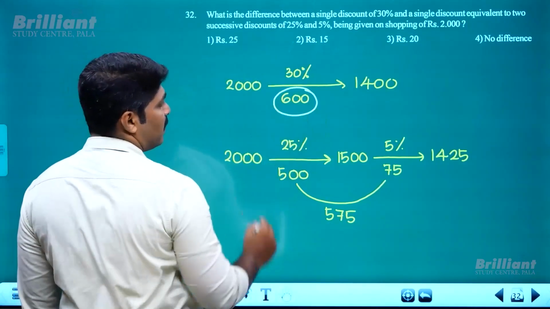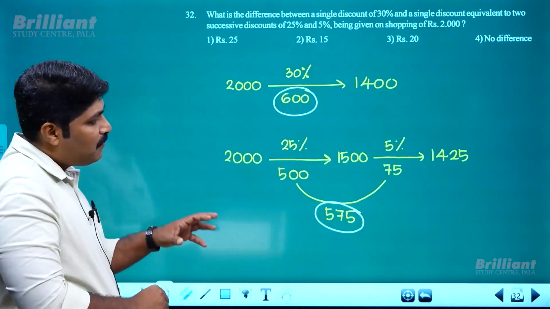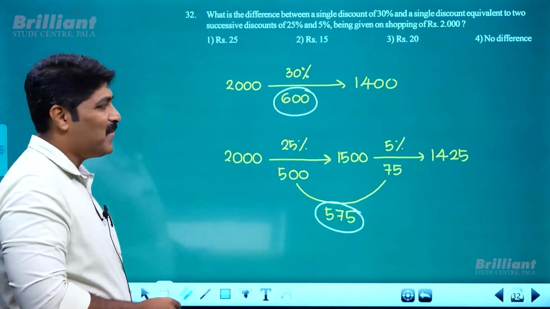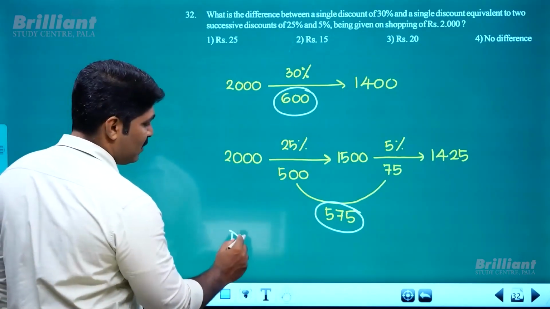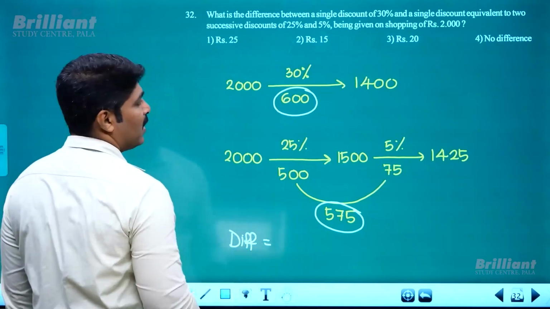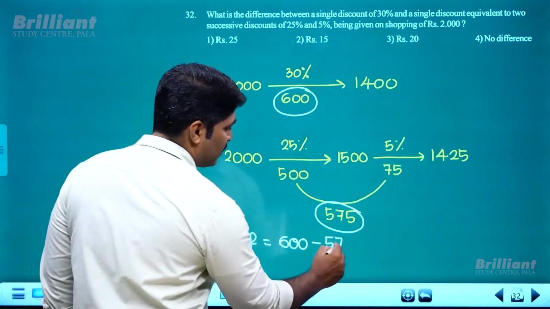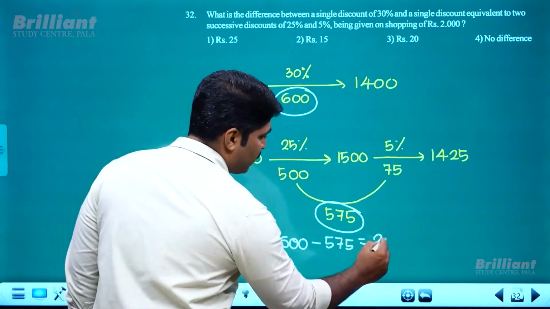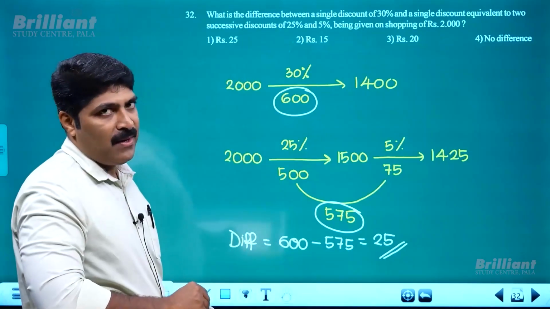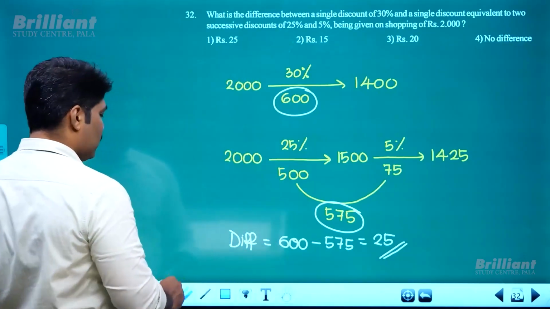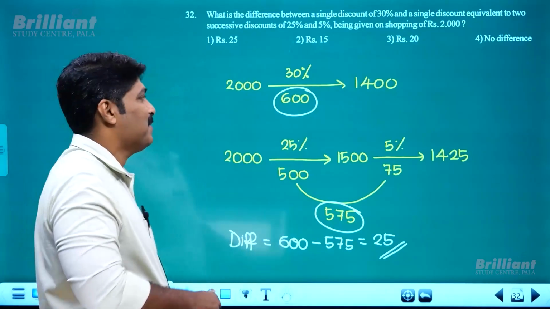Consider these two values. Here, the first discount is 600 and the second discount is 575. What's the difference in discounts that we are going to find out? Therefore, the difference in discount amount is 600 minus 575, that is rupees 25. That's a simple direct approach towards this question. You can easily understand this concept. Like this way also you can get the answer to this type of question. It's not a complicated thing.